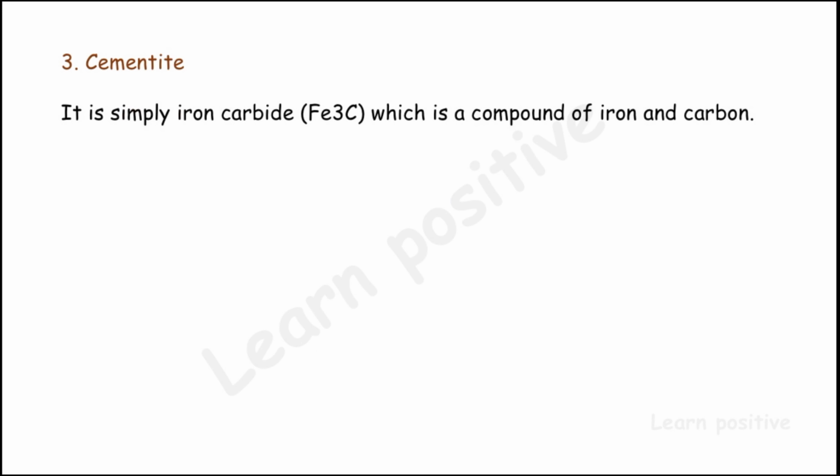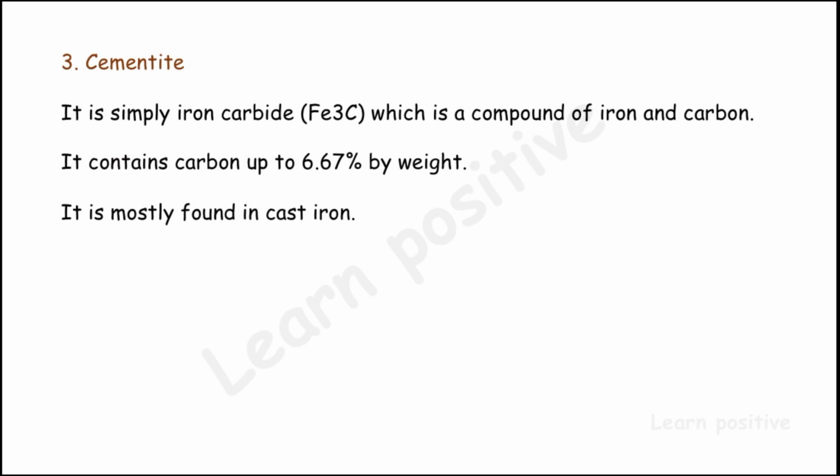And then the cementite. Cementite is the simple iron carbide Fe3C. The chemical name is Fe3C, which is the compound of iron and carbon. It contains carbon up to 6.67 percent by weight. It is mostly found in cast iron.